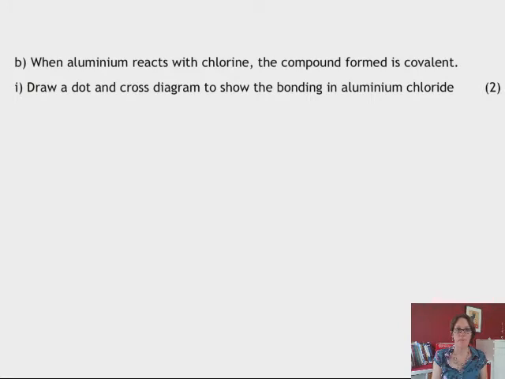So when aluminium reacts with chlorine, the compound formed is covalent. So drawing a dot and cross diagram to show the bonding in aluminium chloride means I now need to move to a covalent. The reason it's told you in this question is because, of course, aluminium is doing 2 different things with 2 different elements.